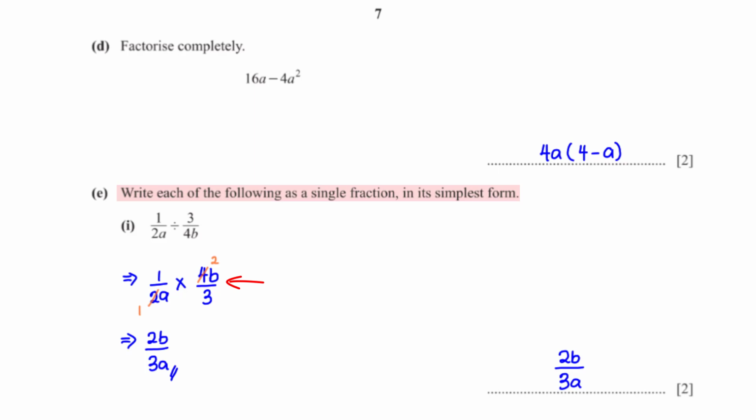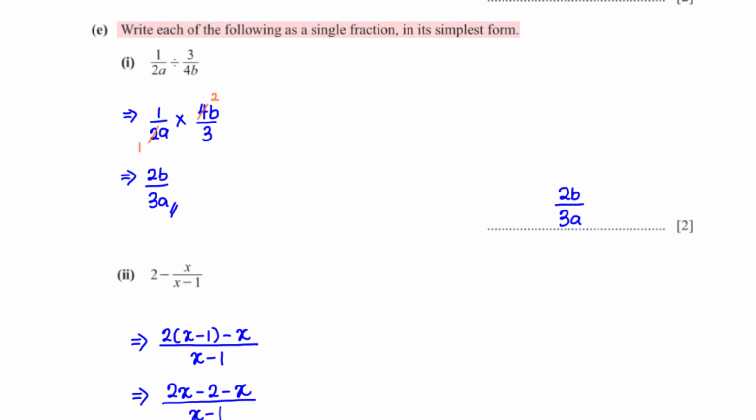2 goes into itself once and goes into 4 2 times. And so for the numerator, we have 1 times 2b, which is 2b. And for the denominator, we have a times 3, which is 3a. And so our final answer is 2b over 3a.